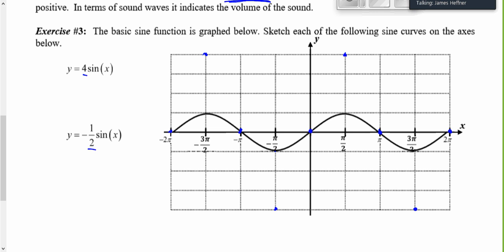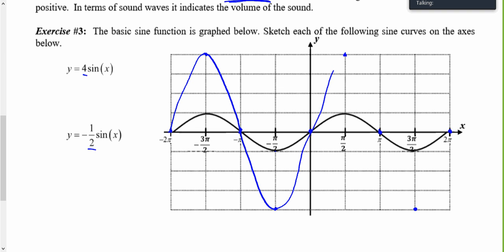Okay, so we got our points plotted. Let's draw a curve through it, nice and smooth. No V's or anything like that. This takes a little practice. It takes practice on a smartboard too. It's a different animal. All right, hopefully your 4 sine curve looks like this. So this is y equals 4 sine x.